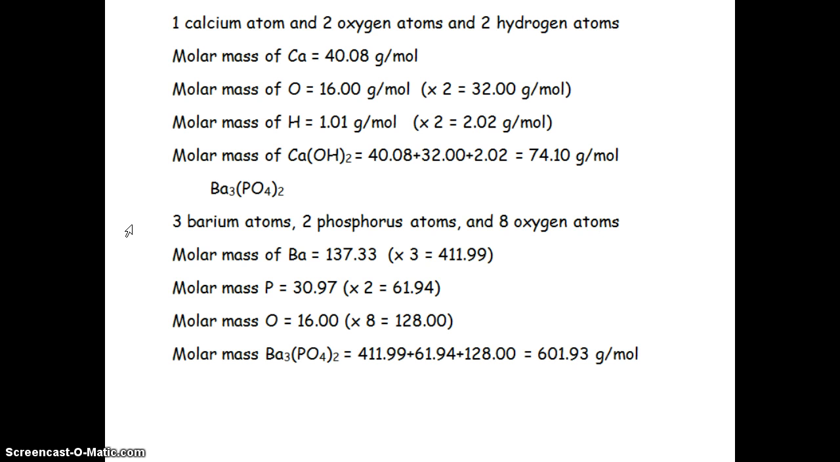To calculate the molar mass of barium phosphate, you take the molar mass of barium times 3, the molar mass of phosphorus times 2, and the molar mass of oxygen times 8. You add the 3 of these together and you get a molar mass for barium phosphate equal to 601.93 grams per mole.